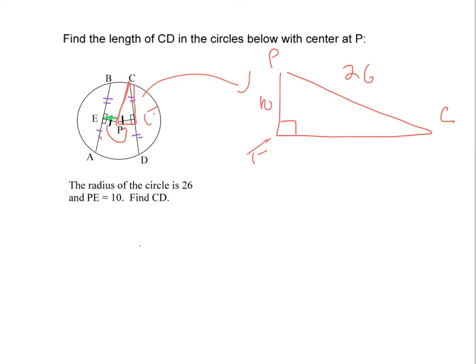Well, I'm looking at a right triangle that has a leg of 10, a hypotenuse of 26. Well, that's 5, 12, 13 times 2. So FC here must be 24. So I now know that FC is 24, which means FD would also be 24, or CD is double 24. So CD is equal to 48.